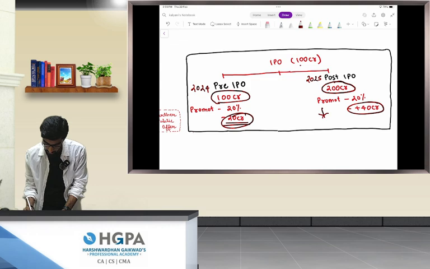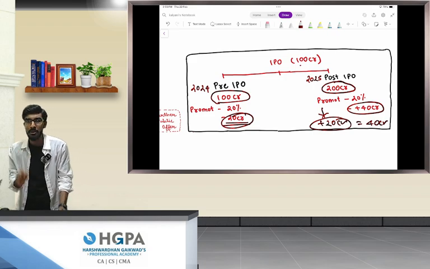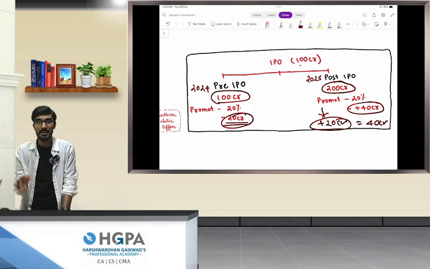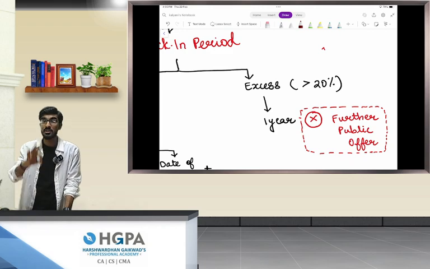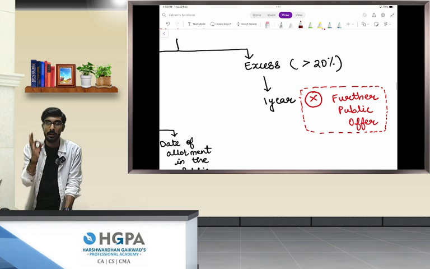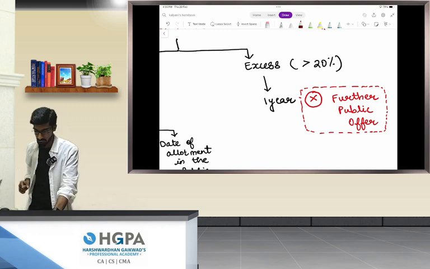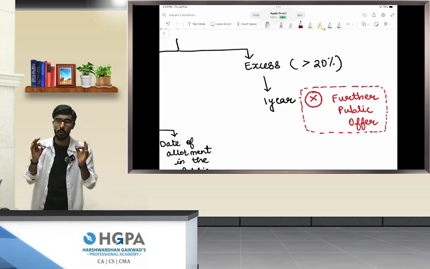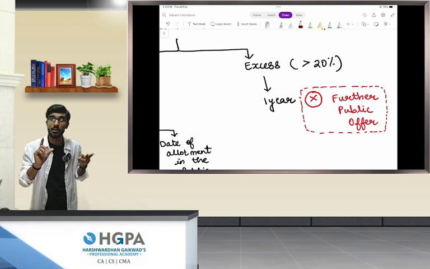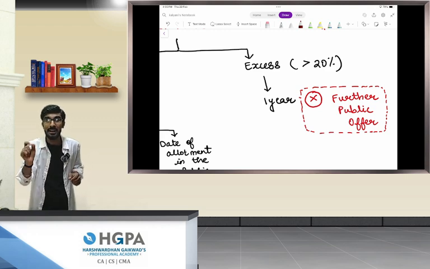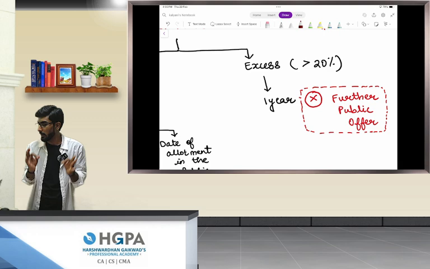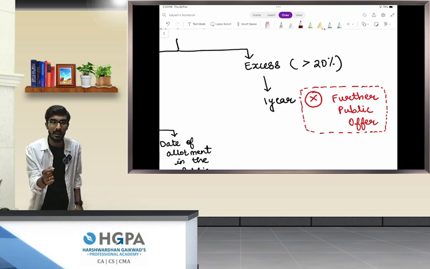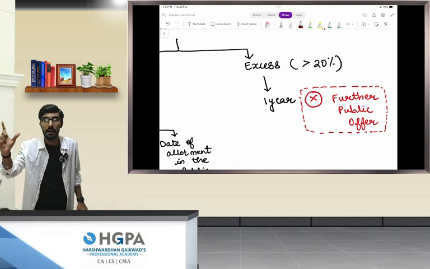Now for example over here we understood that the promoter has to contribute an additional 20 CR to make it 40 CR. Now if the promoters have contributed 50 CR or 60 CR, then the excess, that is more than 20%, should be locked in for a period of 1 year. The requirement for the promoter to contribute is 20 CR. Now he has contributed 30 CR. Now the remaining excess 10 CR is locked in for a period of 1 year.